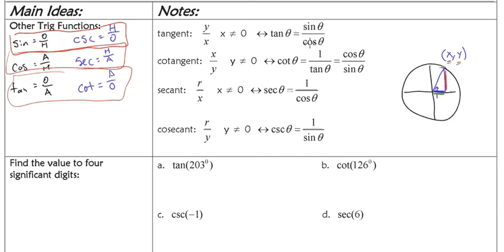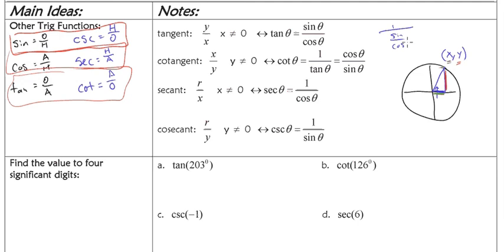Okay. Now the cotangent, remember, we're talking about the reciprocal of this. So it is the reciprocal of tangent. So cotangent is equal to 1 divided by tangent. Remember what tangent is? Tangent is the sine divided by cosine. So if we had 1 divided by tangent, but tangent is sine of theta divided by cosine of theta.